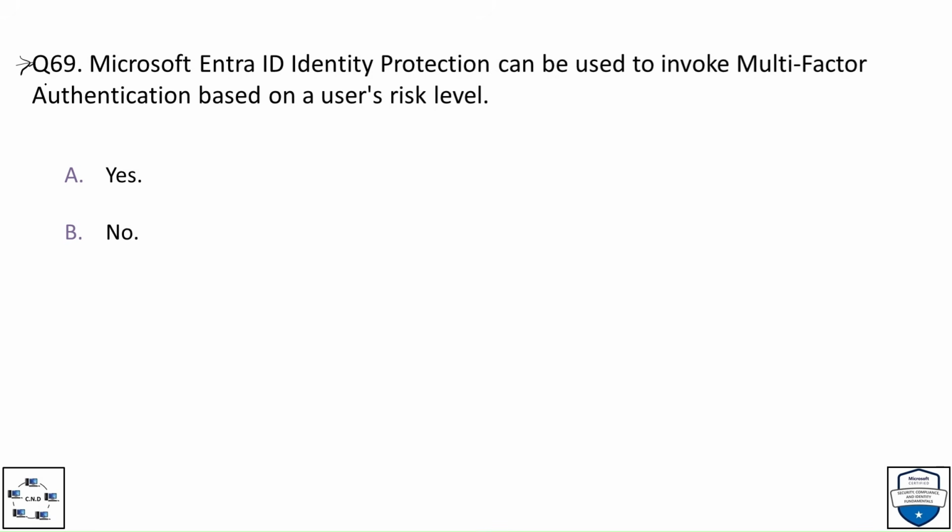Question number 69. Microsoft Entra ID Identity Protection can be used to invoke multi-factor authentication based on a user's risk level. Again, the options are option A, yes, and option B, no, and the correct option is option A, yes.